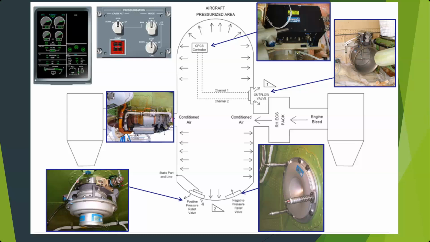Okay. So, yeah. This shows a butterfly type dump valve as well. You can have a butterfly type outflow or dump valve. And then that poppet valve and positive pressure valve.